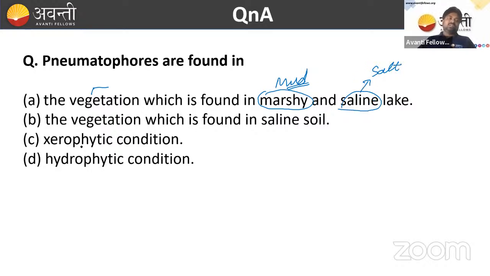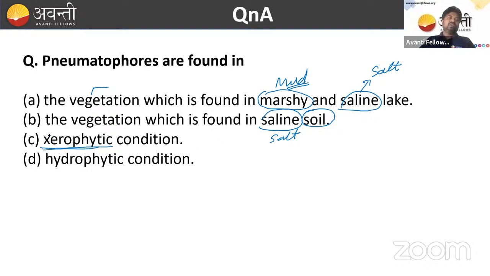The next option is the vegetation which is found in saline soil. Saline again, the salt level is high in the soil. That soil is known as saline soil. And most of you know saline soil or saline lake or saline water bodies are found near the sea. Because ये sea के पास रहेगा, ये saline water. That's why. Okay.